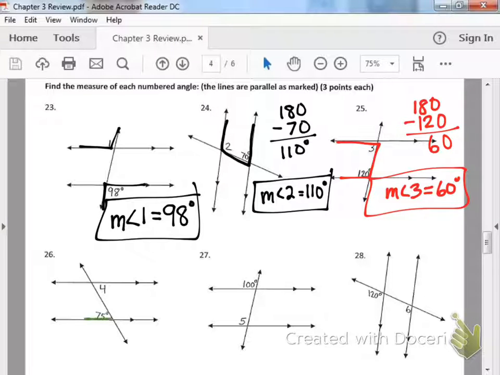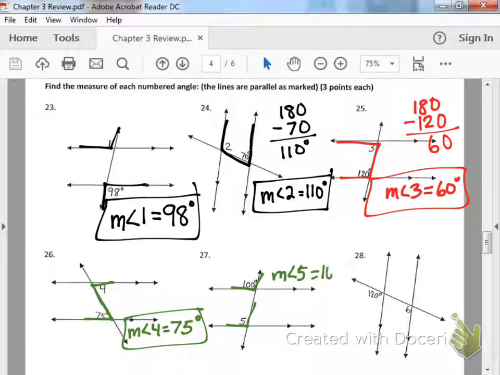All right, number 26. What am I looking at here? Alternate interior. And alternate interior angles are congruent. 75. So it's going to be 75, yes. All right, what am I looking at here? Corresponding. And corresponding angles are congruent. So what's the measure of angle 5? 100. All right, and last one on this section. What are we looking at? Corresponding. So what's the measure of angle 6?